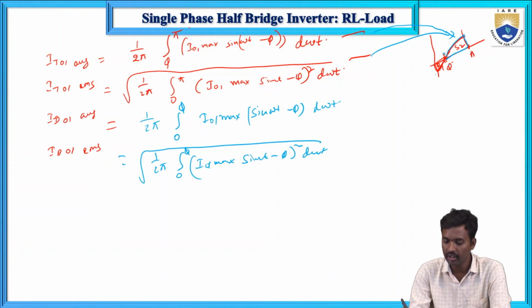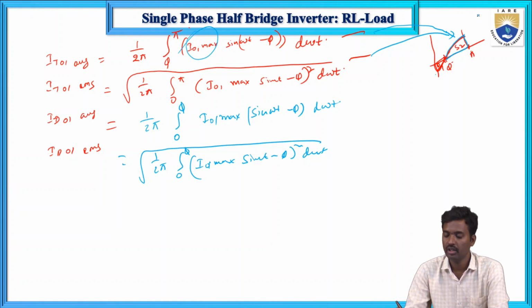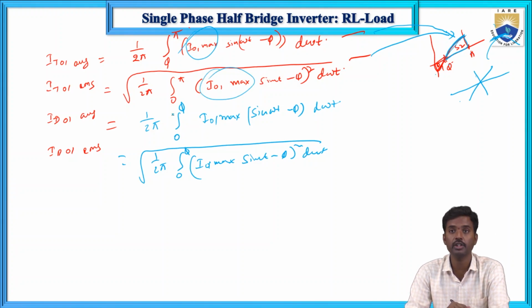But here we can't judge this I01 maximum. How we will judge this one? In the previous case, in the diode, here in the sine wave, we can judge this. We cannot judge this exponential, this maximum value. Here I01 maximum, just keep it as it is in the formula.